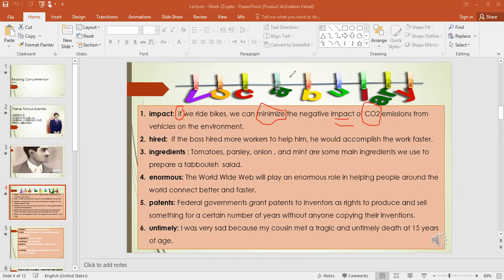Tomatoes, parsley, onions, and mint are some main ingredients to use when we prepare a tabbouleh salad. Okay, so these are the ingredients of a salad. What do you mean by ingredients? A bunch of things used to make a salad. Very good. A part of something. These are the ingredients of this meal. So a part of something. Number 4.